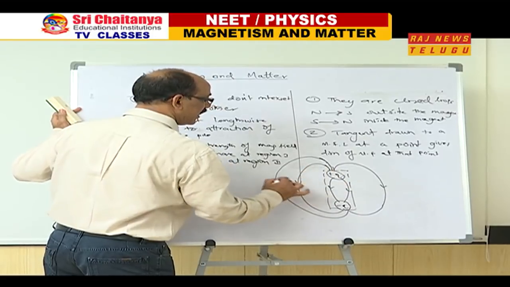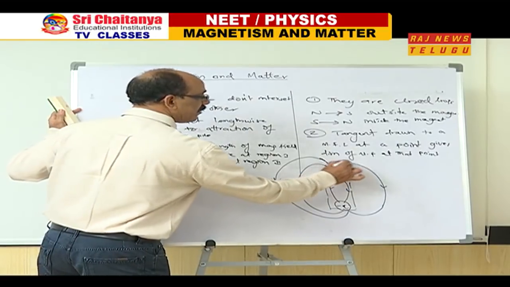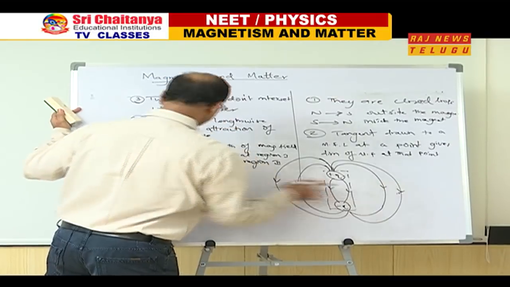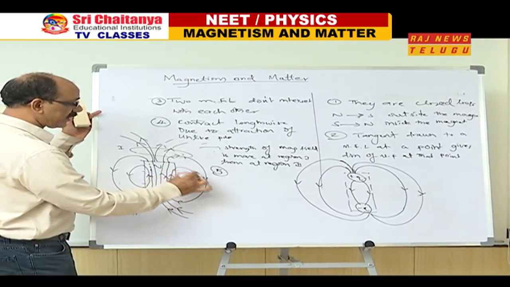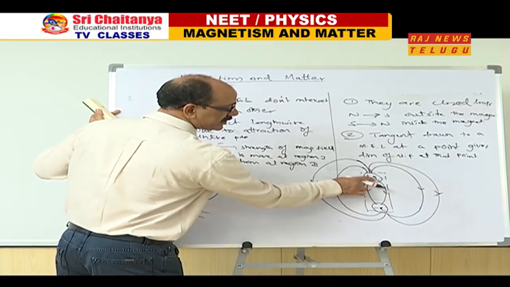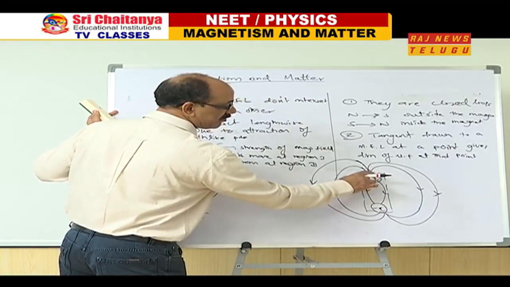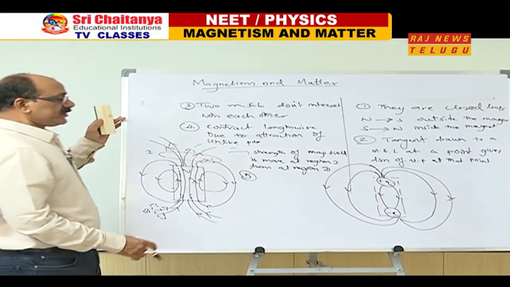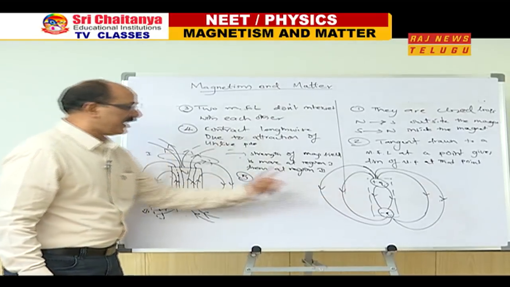So here they are like this. The very difference between the electric lines of force and the magnetic field lines is that magnetic field lines are closed curves. If you observe, they are like this, closed curves, whereas electric field lines diverge from positive charge and converge on negative charge, but they do not exist inside the charged body. This is the basic difference between electric field lines and magnetic field lines.